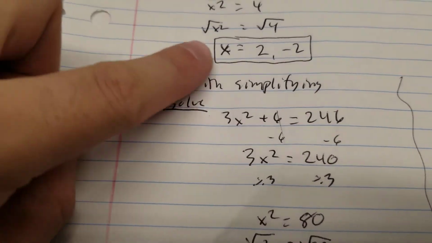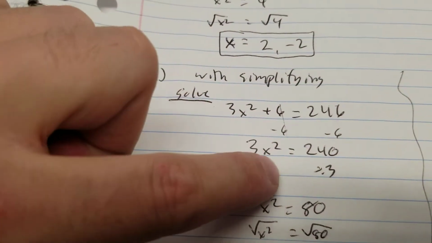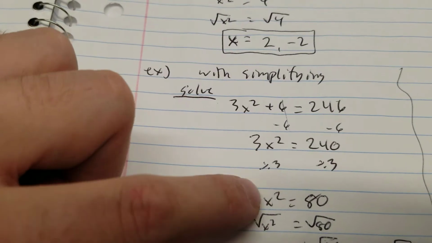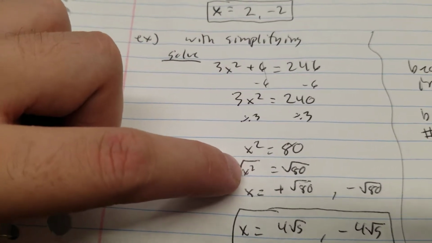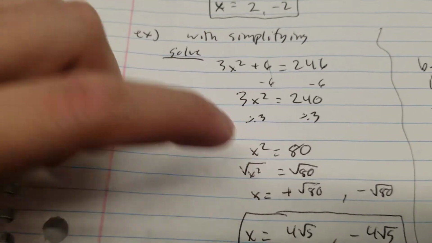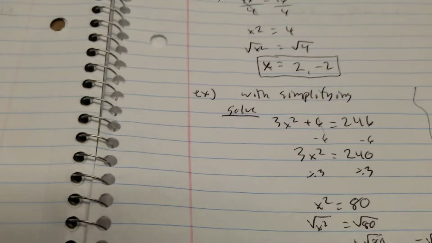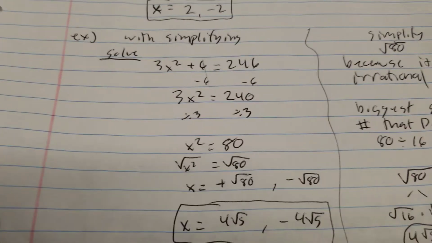So first we're going to solve. I undid the +6 with -6. Then I divide by 3. Got to x squared equals 80, and I square rooted it. Now, x squared equals 80, or square root of 80 is not a good number. Like I tried plugging in my calculator, it gets this gross decimal.